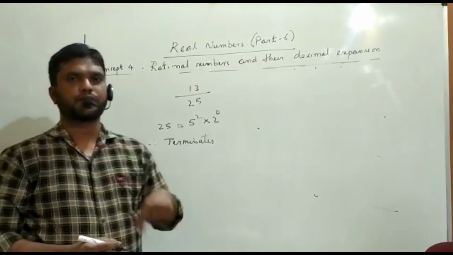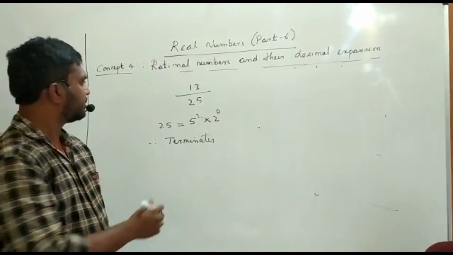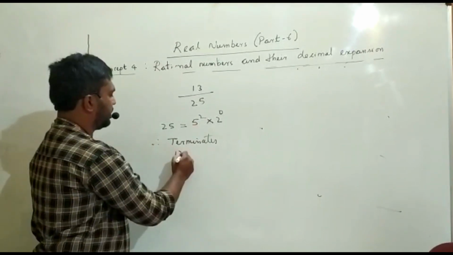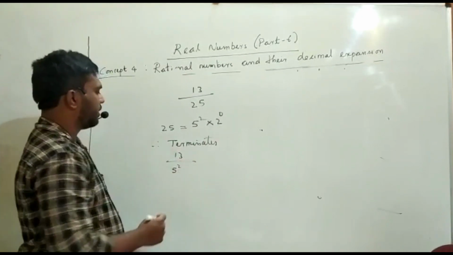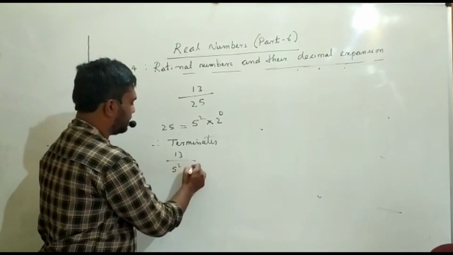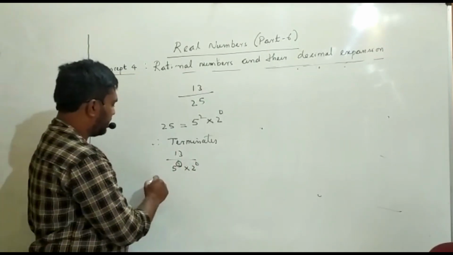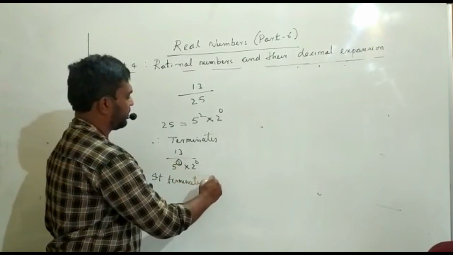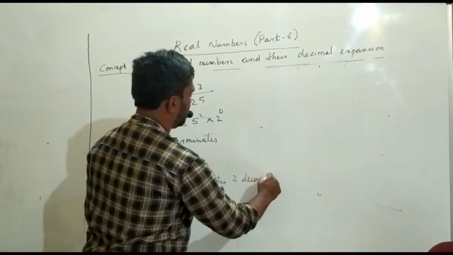And one more question can be added here: after how many decimal points does it terminate? Here you can see 13 by 5 square. If you want to know after how many decimal points it terminates, just see this 5 square. The highest power is 2 here. It terminates after 2 decimal points.